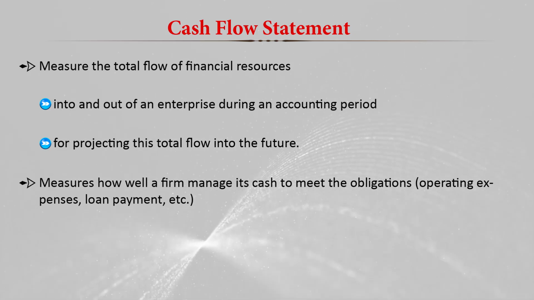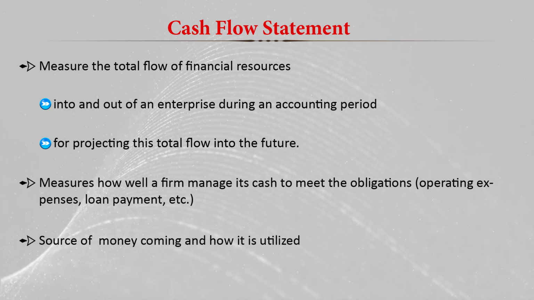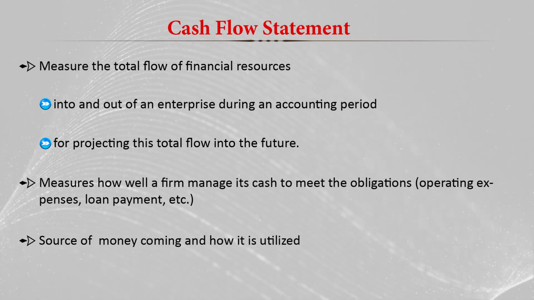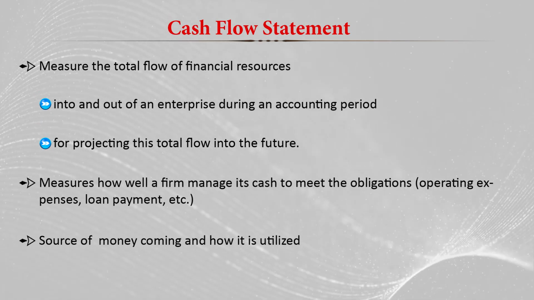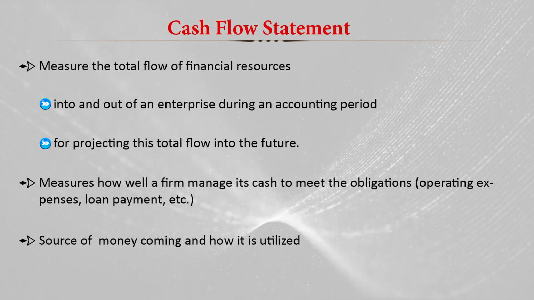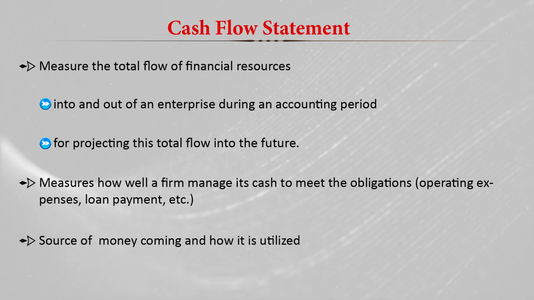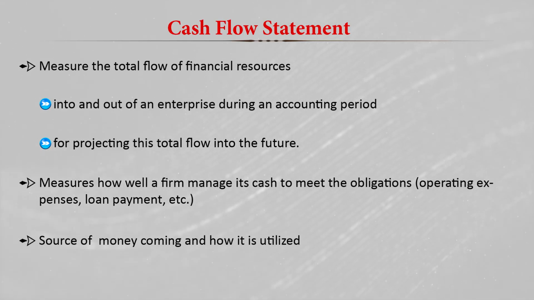So the cash flow statement shows the sources of money coming in. What are the different sources from which money is coming to the firm or company, and then how we are utilizing this money. This outgoing of money from the company we reflect through the cash flow statement.